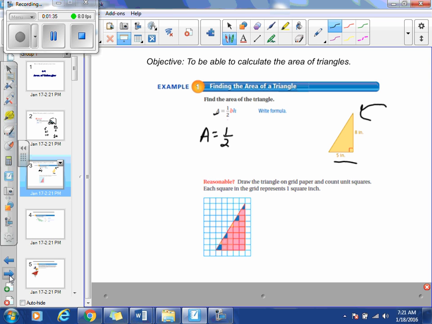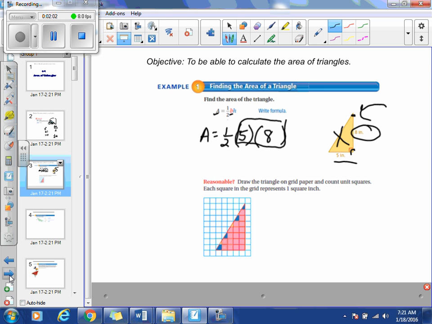Here's the base of our triangle. So base is 5. The height of your triangle is a line perpendicular from the base, so forming a right angle with the base, to the highest point of the triangle. So this is the height. This is not the height. The height is 8. So if I say base times height right here, that's 40.